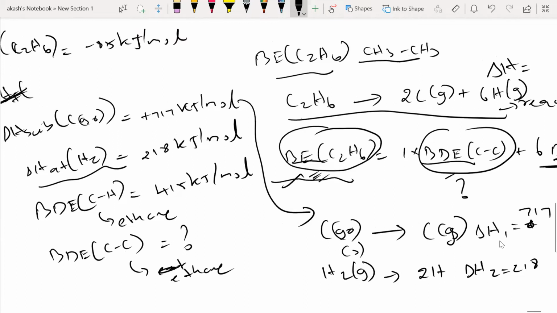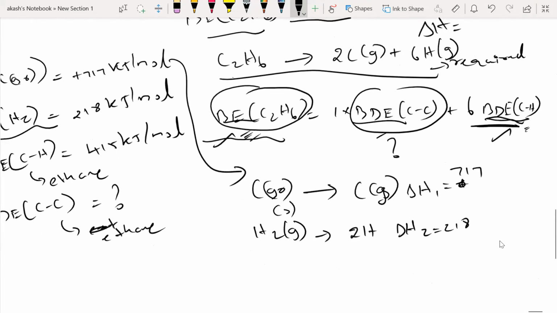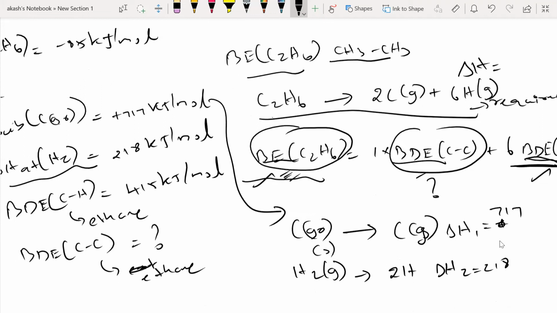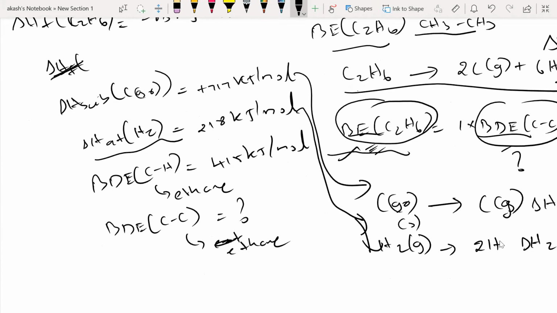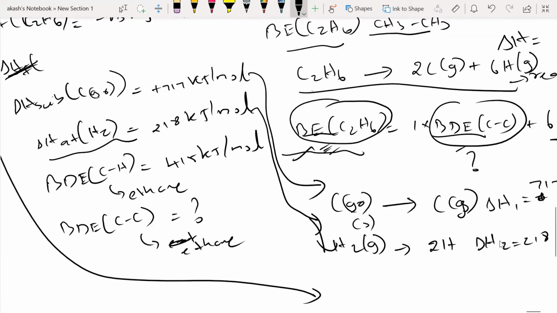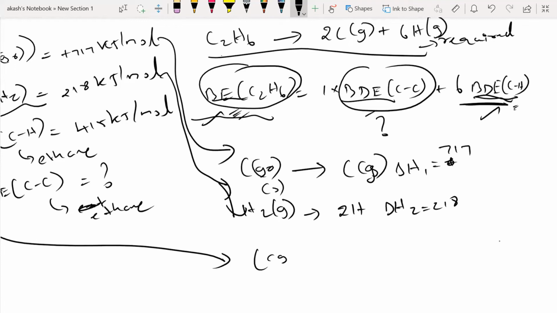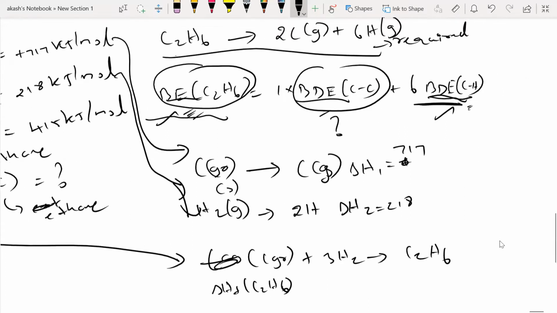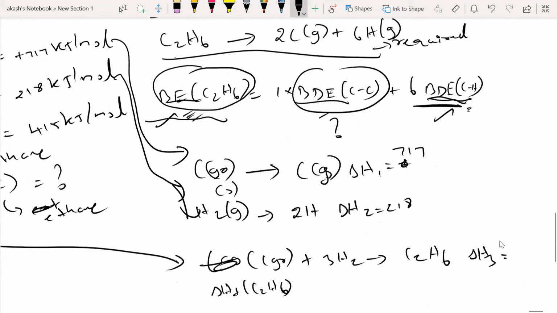We also have the enthalpy of formation of C2H6. What do we need? Carbon in the form of graphite plus 3 H2 is going to form C2H6. This is nothing but the enthalpy of formation of C2H6. Let us call this particular reaction delta H3, and that value is minus 85.